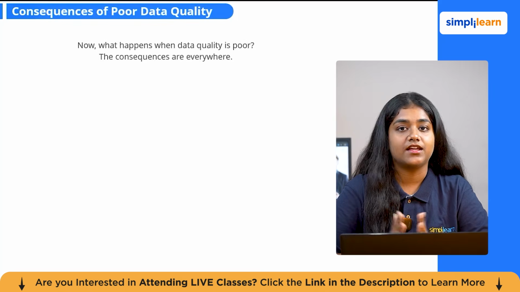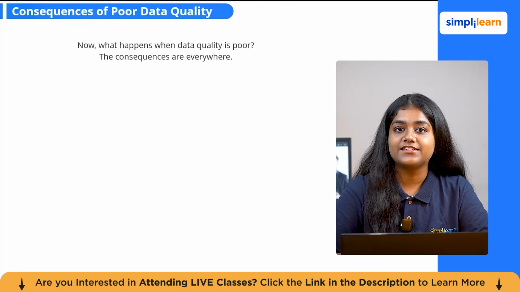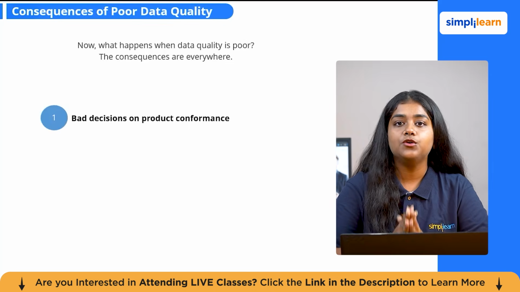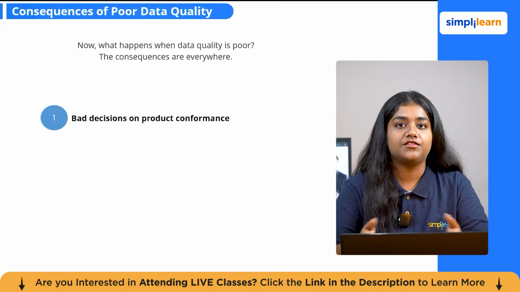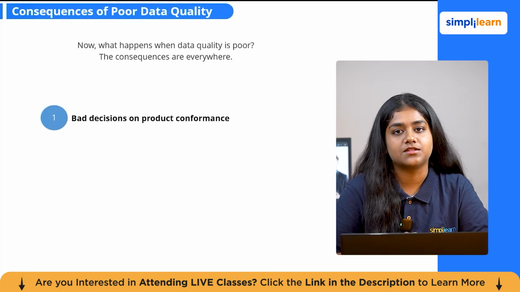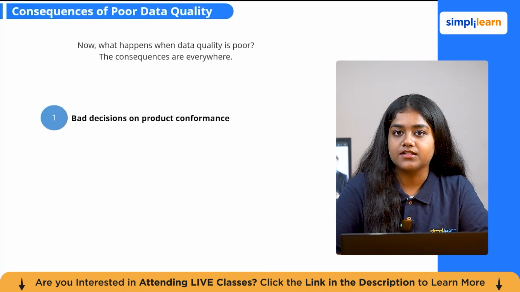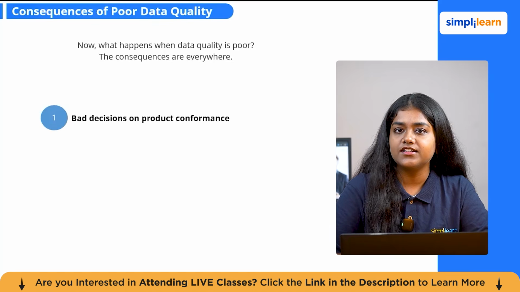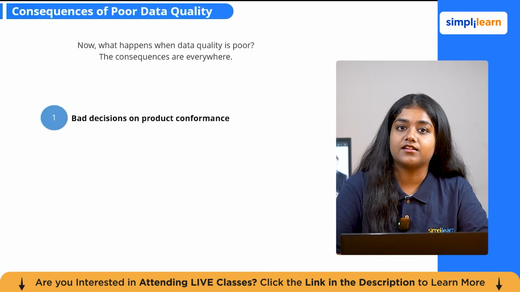The consequences are everywhere. First, bad decisions on product conformance. If your measurement system is inaccurate, you might pass parts that are actually defective or reject parts that are perfectly good. Both outcomes cost money. Shipping defective parts damages customer relationships and creates warranty issues. Rejecting good parts means wasted production and unnecessary rework.